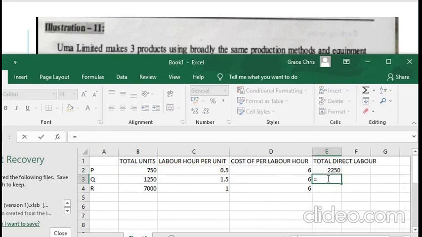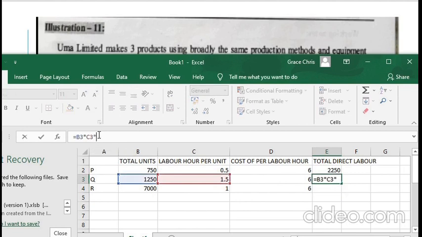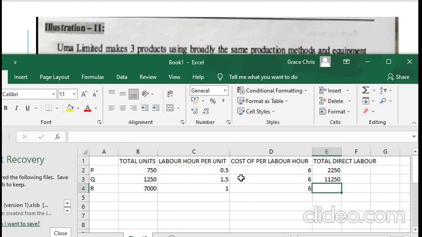Then for Q also it continues the same calculation. The total units produced is 1250 into 1.5, the labor hour per unit. So the total labor hour will be 1875. For one labor hour, the cost assigned for direct labor is 6 rupees. So 1875 into 6 will give you 11,250.